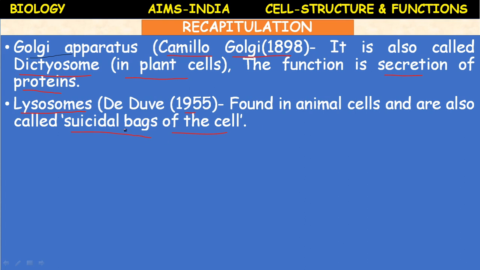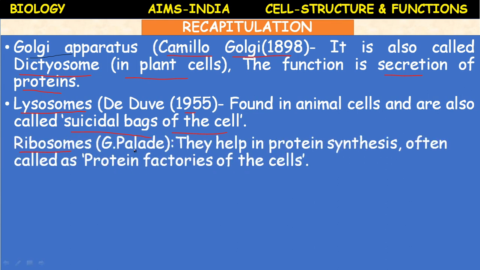What is the meaning of suicidal bags? These are the organelles which are active even after the death of the cell. So, any dead remains present in the cell, or if that cell dies after its date, then automatically these lysosomes break out and release the enzymes present in them, so that they degenerate that particular organelle or the cell. Hence, they are called suicidal bags of the cell.